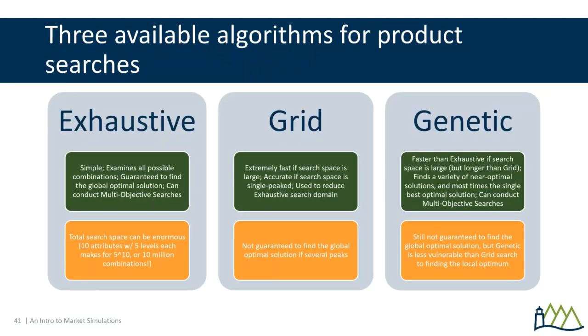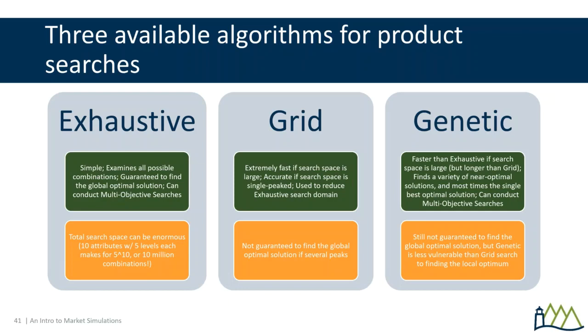So within Sawtooth Software, we provide you with 3 search algorithms. The first one being exhaustive. It is exhaustive, right? It goes through every single possible combination. And because it does that, you are guaranteed to find what's called the global optimal solution. So the one that best fits your entire population. And with exhaustive, you can conduct those multiple objective searches where you can search both on share and revenue, let's say. But again, as that search space becomes larger, exhaustive is going to take a long, long time.